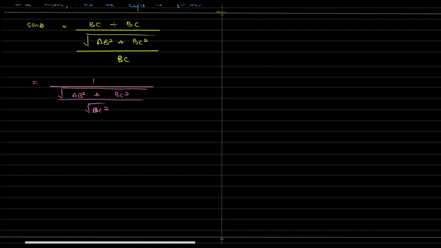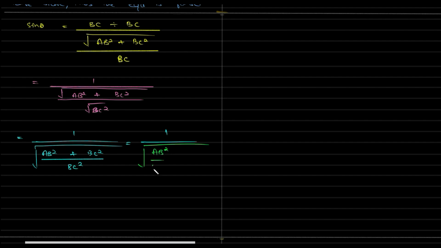And the next step is, I'm going to write this as 1 by square root of, sorry, I'm going to write BC under the same root. So now I'm going to distribute. So we are looking at square root of AB square plus BC square, all divided by BC square. So this is 1 divided by square root of AB square by BC square plus 1.